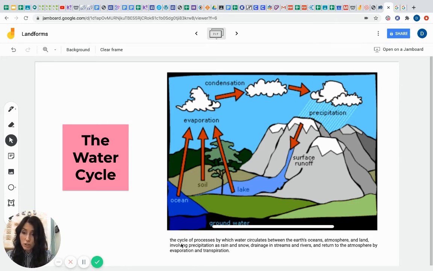So the definition for the water cycle is the cycle of processes by which water circulates between the Earth's oceans, atmosphere, and land, involving precipitation as rain and snow, drainage in streams and rivers, and return to the atmosphere by evaporation and transpiration. So I hope you enjoyed this lesson today.